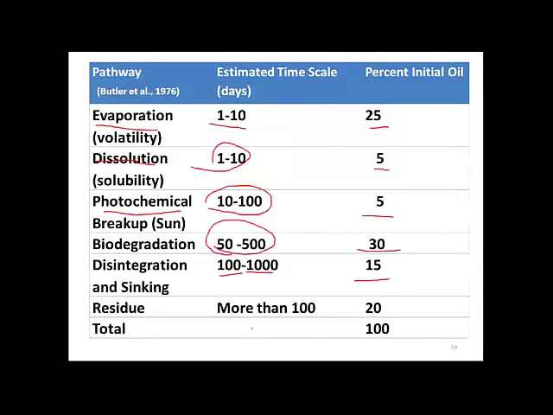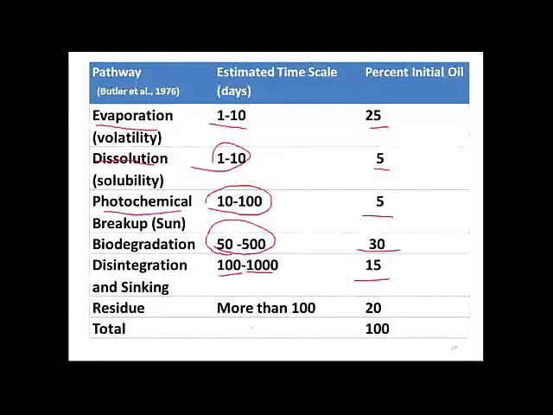Any questions on that? Question. Yep. Question. I'm assuming open ocean on all of these time periods. Yes, and the time periods are going to vary too based on the temperature, okay? Right.